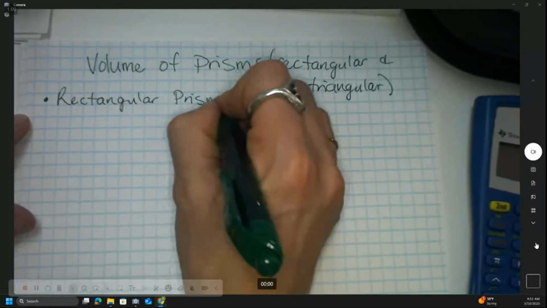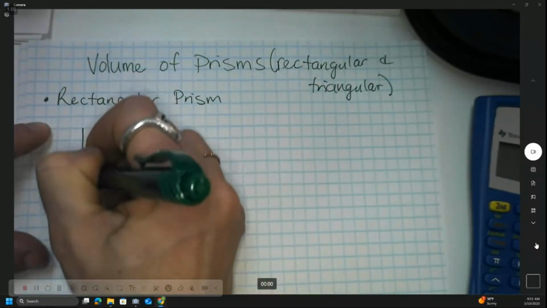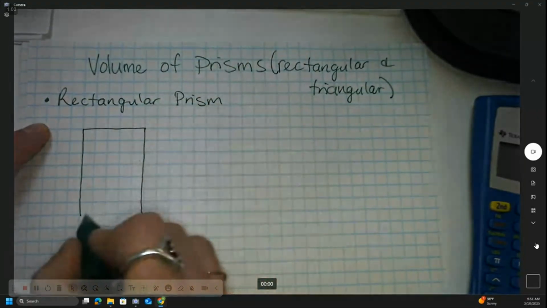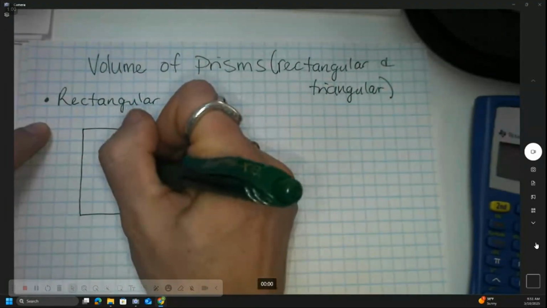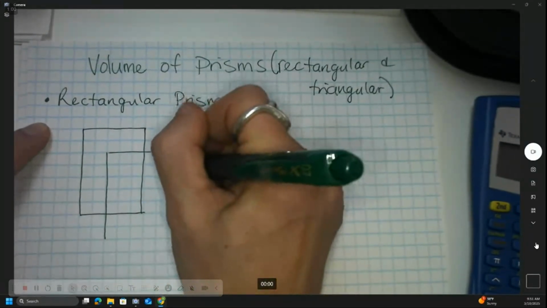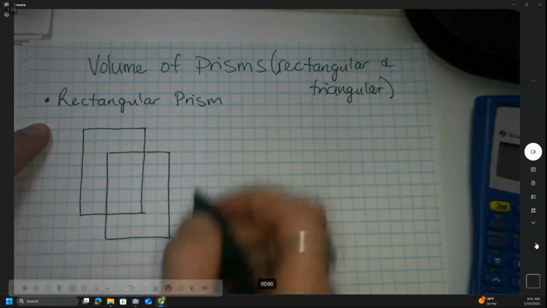I think of a cereal box when you're dealing with rectangular prisms. And if you were to draw one like Miss Chiano, you do a rectangle, and then you kind of draw another rectangle, and then you connect the edges.